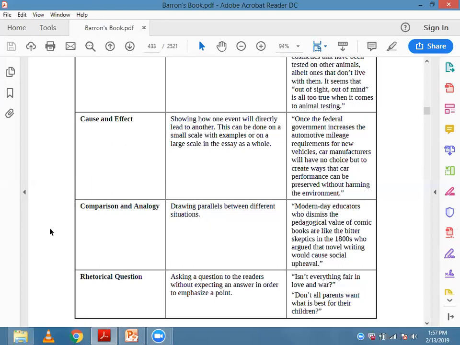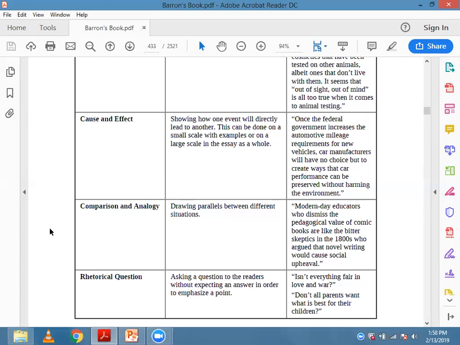Then we come to the final category over here, and that is the rhetorical question. Now, the rhetorical question is extremely important and extremely interesting as well. This is when the author is presenting you with a question, but it is not really a question because that question contains an answer in itself. Now, that might seem complicated, but let me just break that down for you.